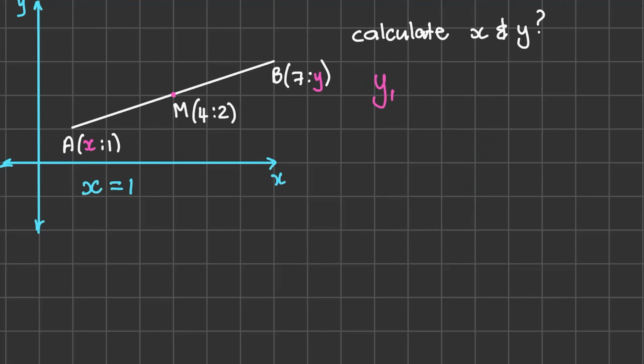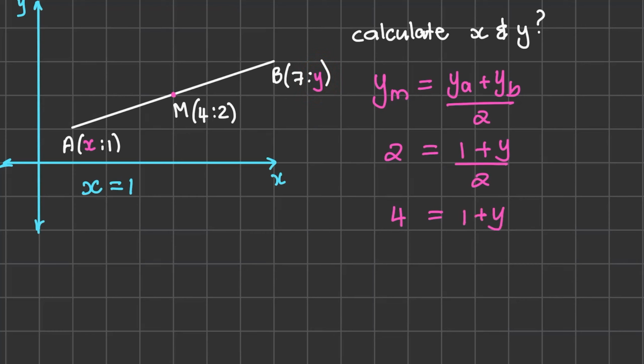Now let's use that same method to find the y value of B. So the midpoint formula says the y of M is the y of A plus the y of B divided by 2. But the y of M is equal to 2. The y of A is 1 plus the y of B, which is simply y, over 2. And again, I multiply both sides by 2. So I'll have 4 is equal to 1 plus y. And then I transpose the 1. So I move it to the left. So it's 4 minus 1 is equal to y. Therefore, y is equal to 3.